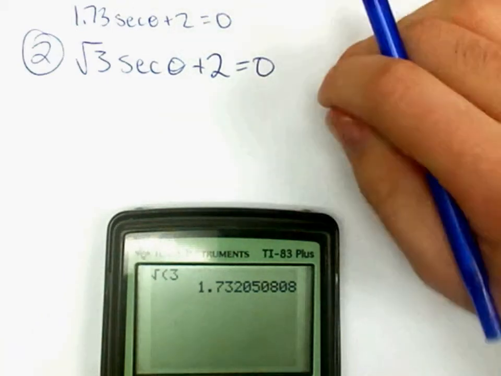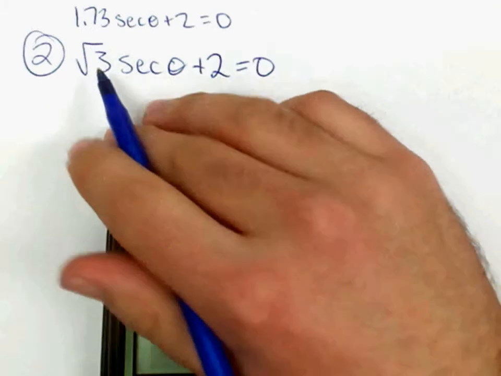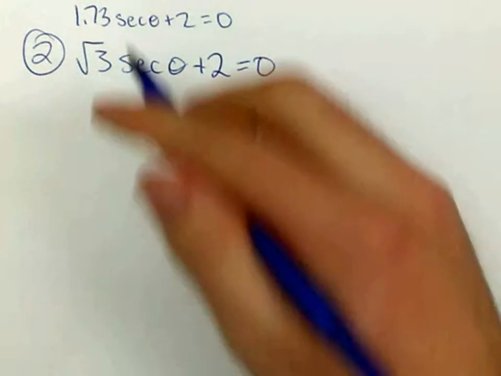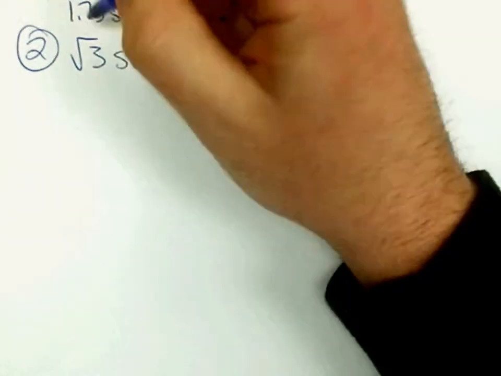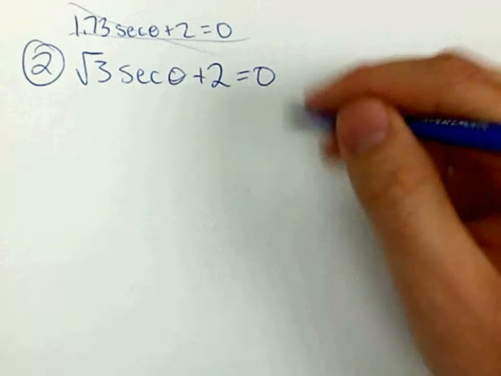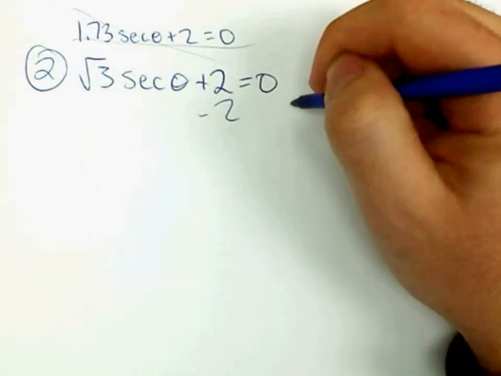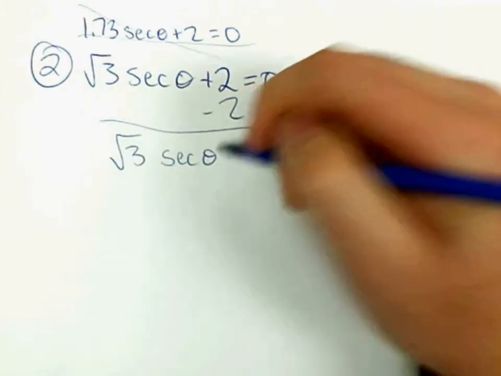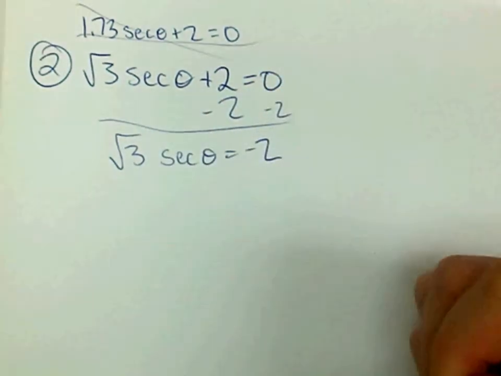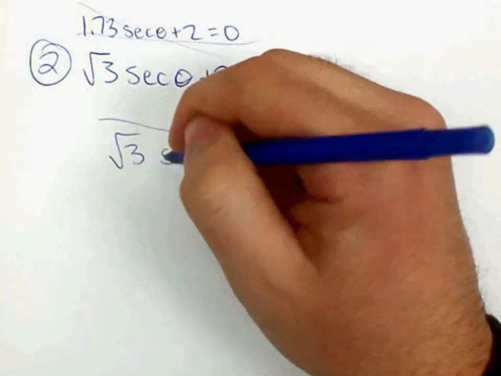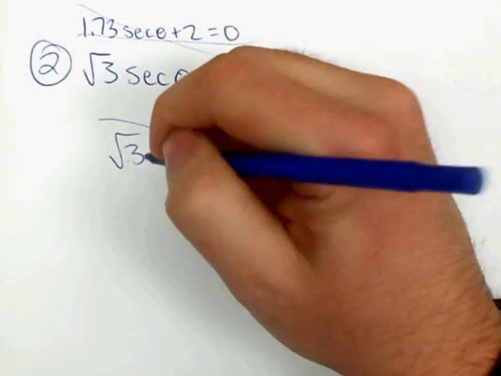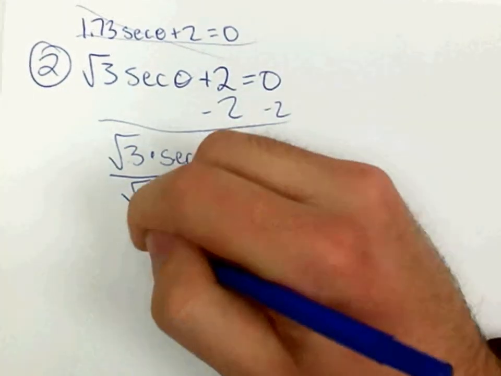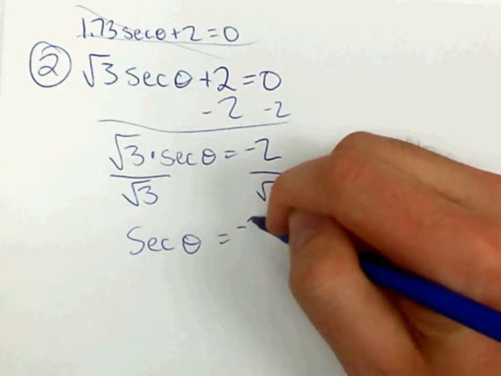For the purposes of this video, I am going to solve this with the radical because I want you to get in the habit of doing that. It will make the answer a little more obvious. So I'm going to ignore that for now. First, we will subtract the 2. So that gives me square root of 3 secant theta equals negative 2. And then to get rid of this multiplication, square root of 3 times secant, to undo multiplication, we divide. So secant theta equals -2 over square root of 3.